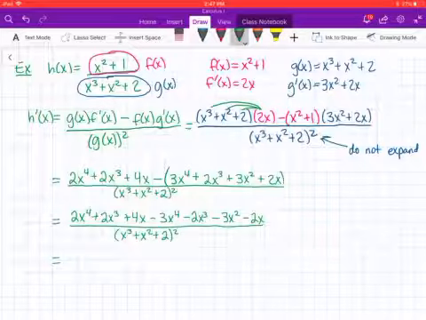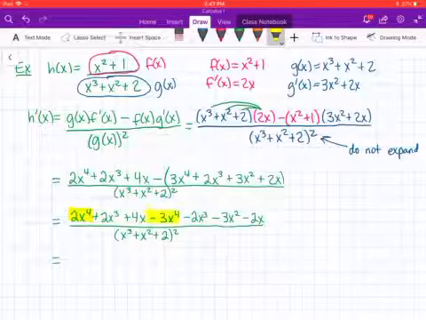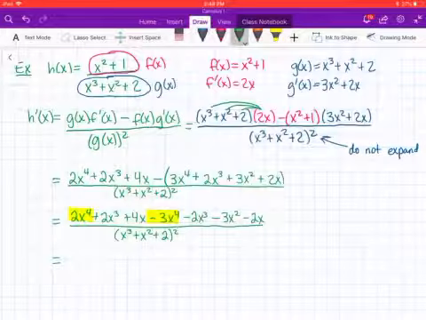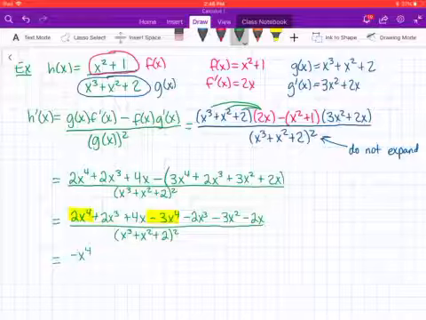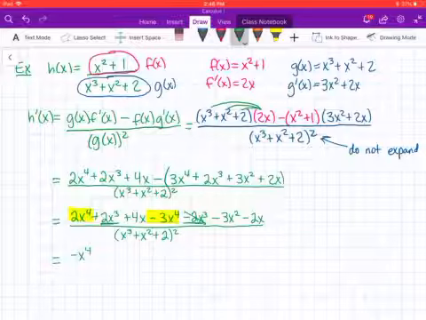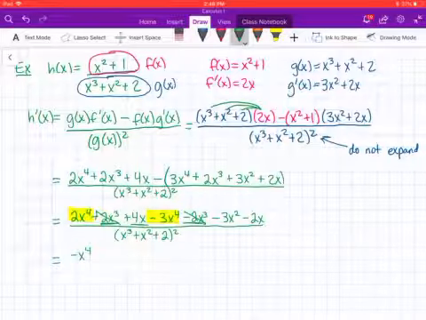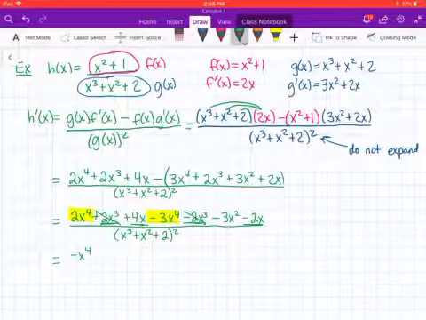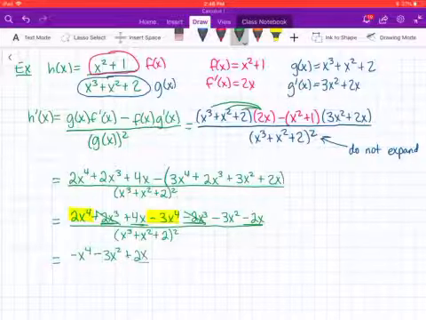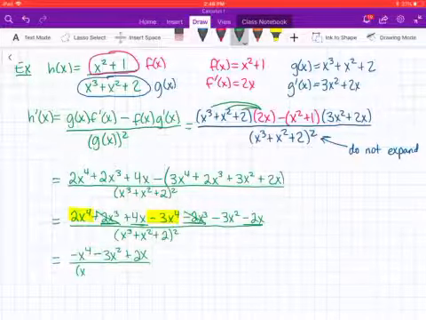Let's combine like terms and then we'll be done. So we have 2x to the fourth minus 3x to the fourth, so we have a minus x to the fourth. 2x cubed minus 2x cubed, those cancel. We get a 4x and a minus 2x and minus 3x squared. So plus 2x over the bottom squared.